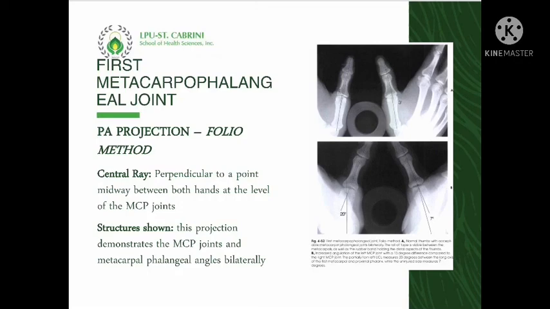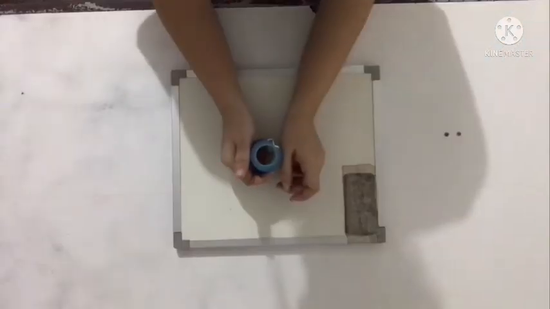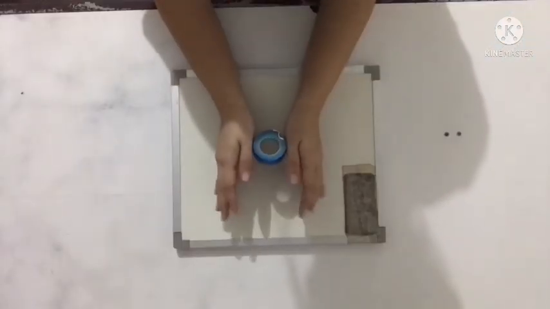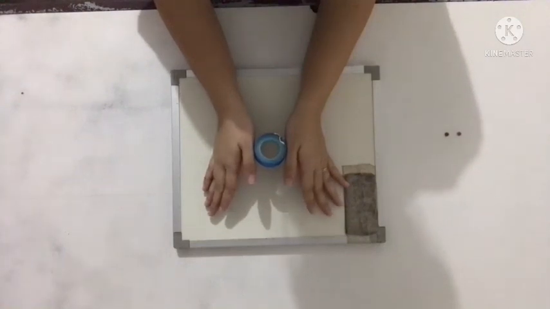This radiograph will demonstrate the metacarpophalangeal joints and metacarpophalangeal angles bilaterally. If there is an increased angulation on the MCP joint, it indicates a torn ulnar collateral ligament. I didn't have a rubber band for this demonstration, but this is how you position for the Folio method.